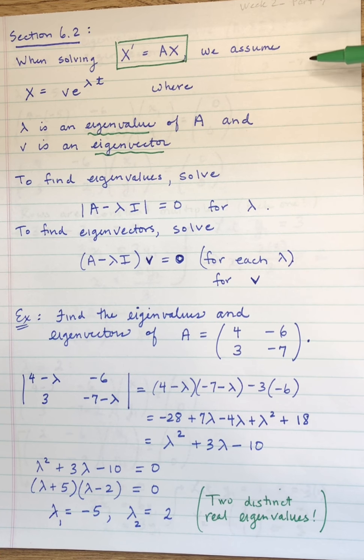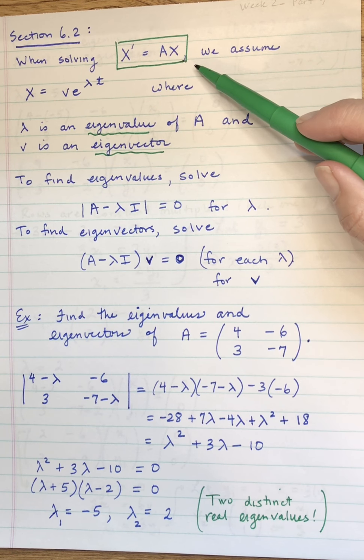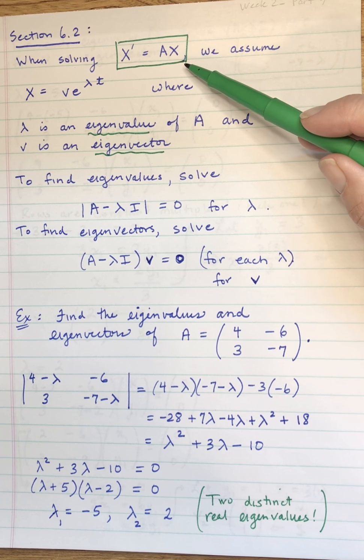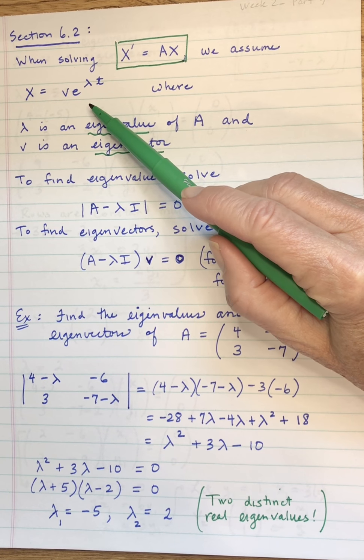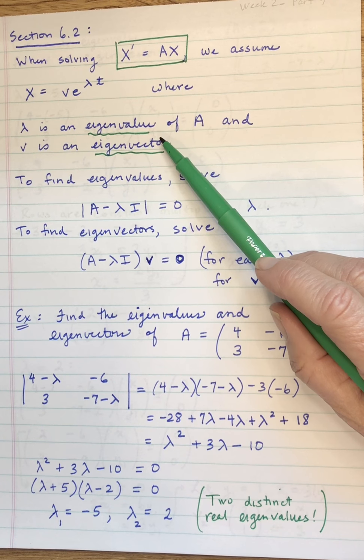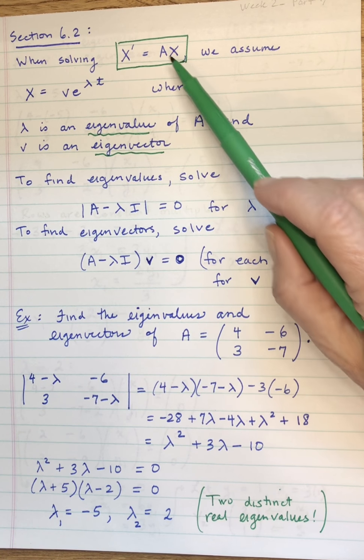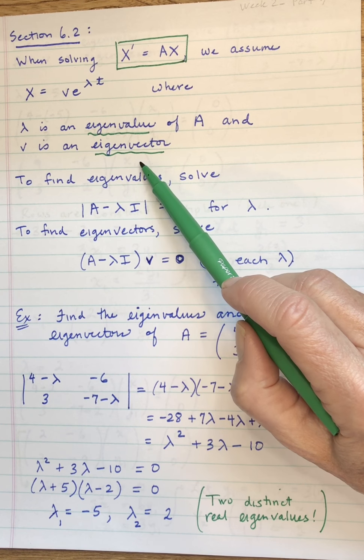So today we're going to do another example of finding the eigenvalues and eigenvectors for a matrix. Let's connect back to solving a system of first order equations, because that's going to be our goal in chapter 6. To solve a first order system of equations, we assume that our solutions look like x equals v times e to the lambda t, where lambda is an eigenvalue of the matrix A in your system, and v is an eigenvector.